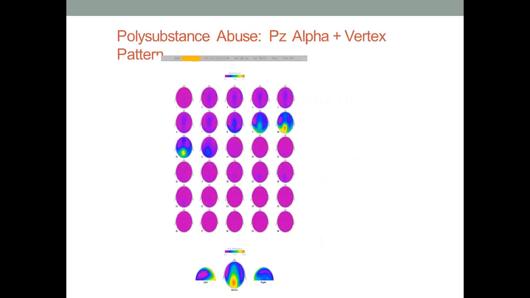For polysubstance abuse, the PZ alpha is the big thing I see for drug abuse, whether it's prescription or street drugs. It's very easy to see this pattern show up in the maps. We still may see a little bit of the slower vertex activity, but the predominance of activity is going to be in this central posterior area, in the alpha range generally.